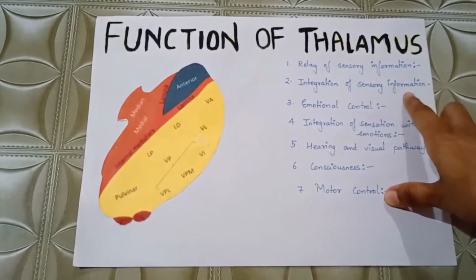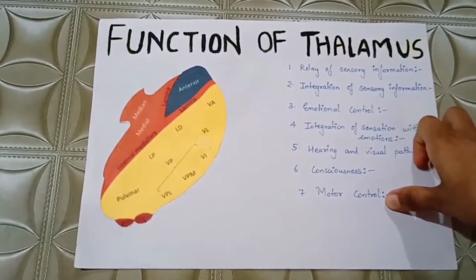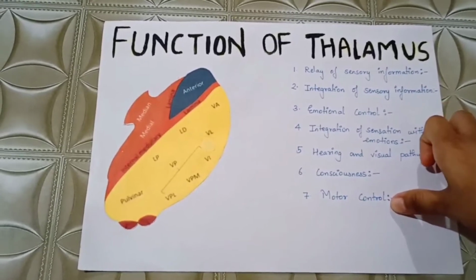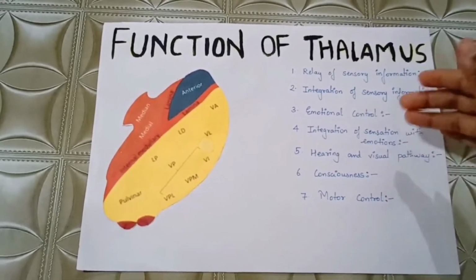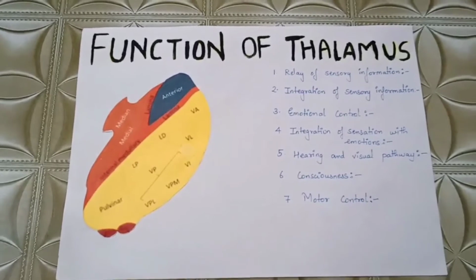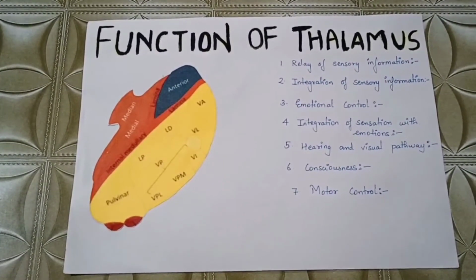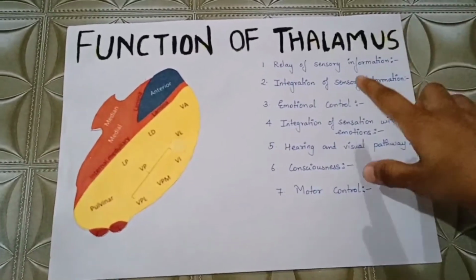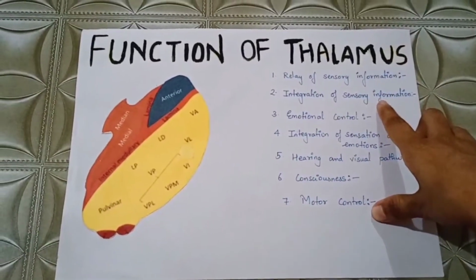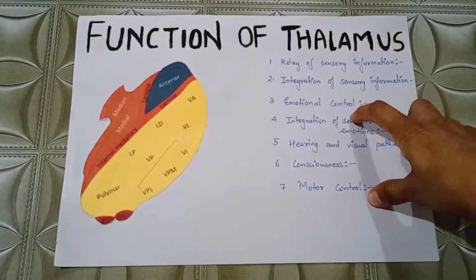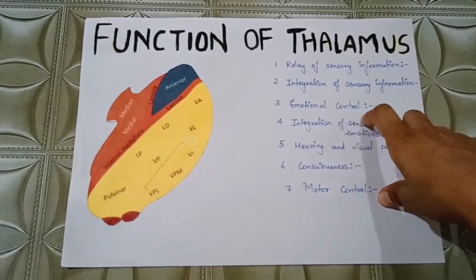So second point, that is integrations of sensory information. Thalamus not only act as a relay or passage to the sensory information, but it also integrates the sensory information. This integrated sensory information is then sent to other areas of cortex. In this way, the sensation of smell and taste are integrated, resulting in the salivatory response.